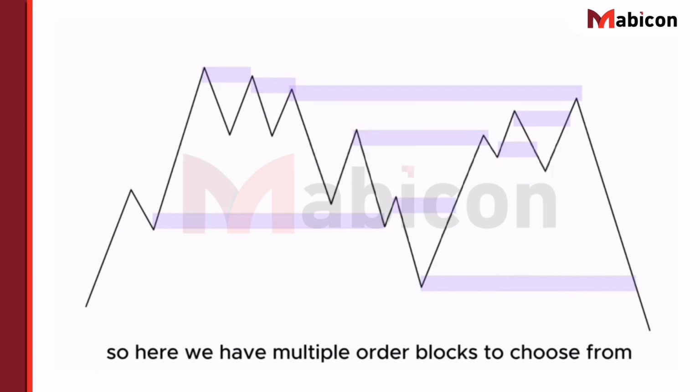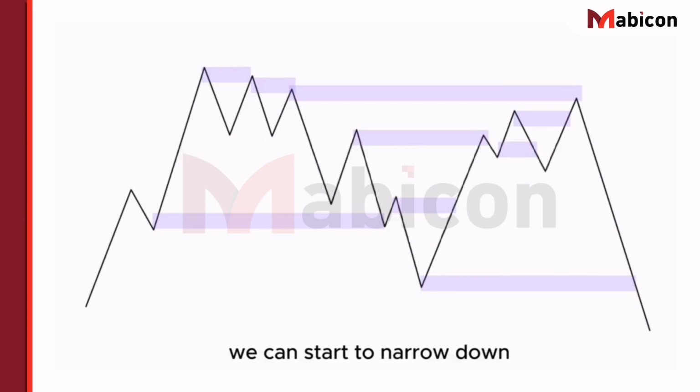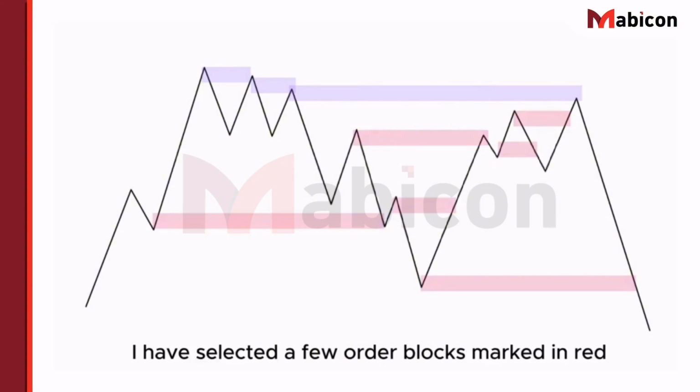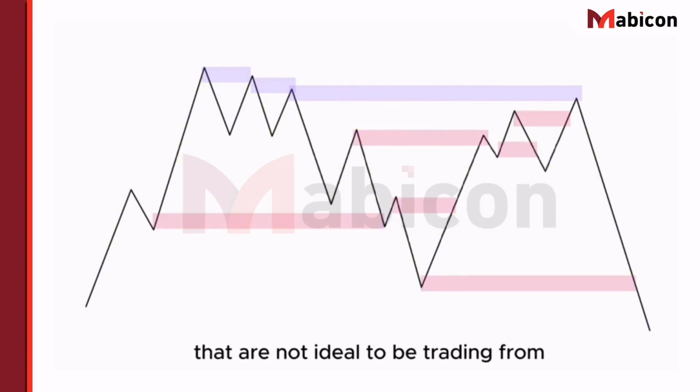So here we have multiple order blocks to choose from. But one thing that we can do, we can start to narrow down which order blocks are more favorable and which are not. So here you can see I've selected a few order blocks marked in red that are not ideal to be trading from. Now, as we progress, we will explain why these are not favorable to be trading from.